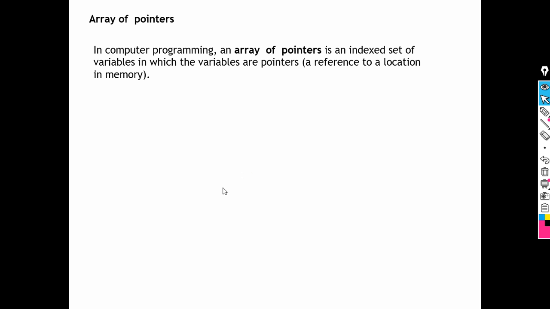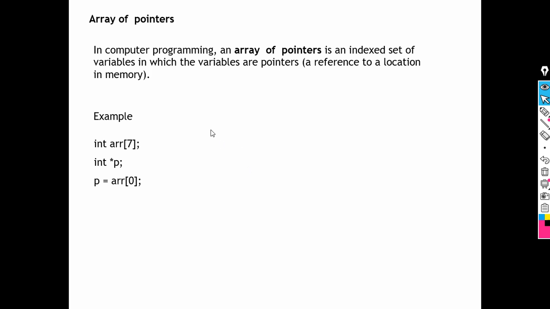Now coming to array of pointers. As I said, pointers are more helpful in accessing arrays and pointing to structures, and if you want to point to the entire array or entire structure, pass it as an argument to a function, or return it from a function, all such things you can do efficiently with the help of pointers. An array of pointers is an indexed set of variables in which the variables are pointers, a reference to a location number.